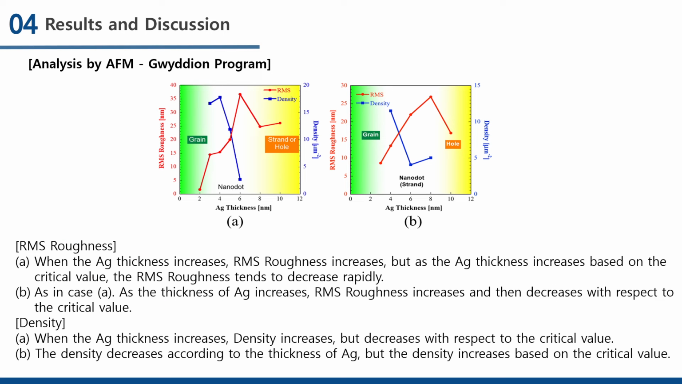This graph shows the RMS roughness and density of the sample using the Gwyddion program. When the silver thickness increases, RMS roughness increases, but as the silver thickness increases based on the critical value, the RMS roughness tends to decrease rapidly. As in case A, as the thickness of silver increases, RMS roughness increases and then decreases with respect to the critical value. When the silver thickness increases, density increases, but decreases with respect to the critical value. The density decreases according to the thickness of silver, but the density increases based on the critical value.